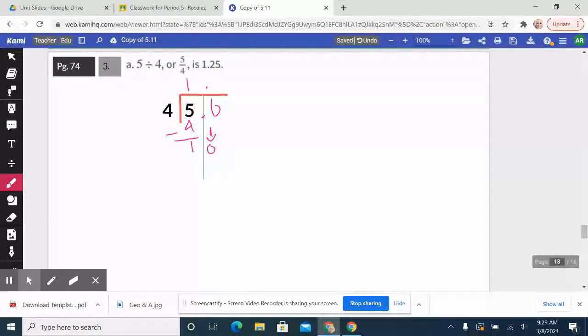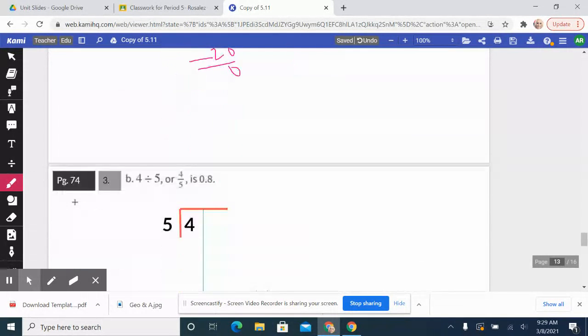Well, 4 goes into 10 2 times. 2 times 4 is 8. When I subtract, I get 2. Well, I still have a remainder. I need to keep going. So I need to add a 0. I need to bring it down and I get 20. Well, 4 goes into 20 5 times. 5 times 4 is 20. And I get a 0. So this one is 1.25.